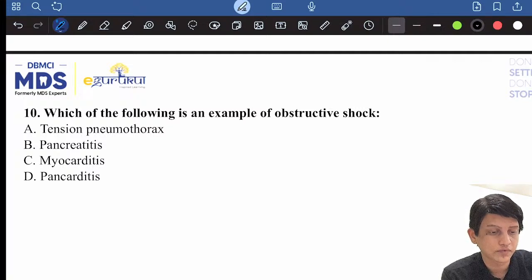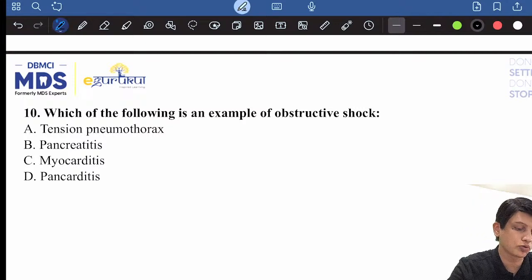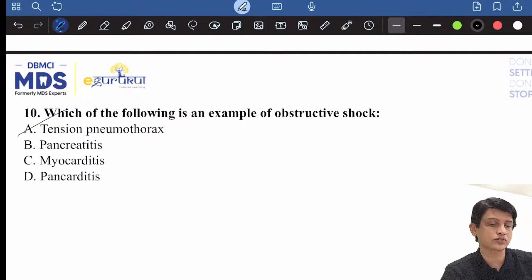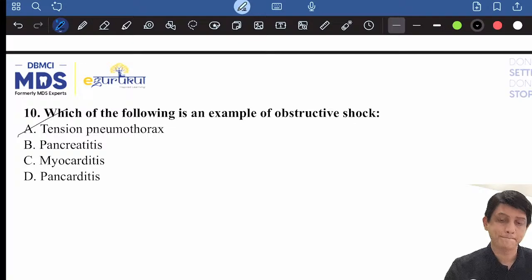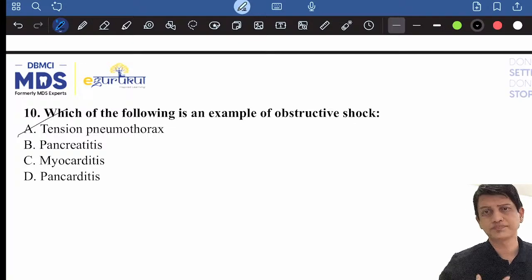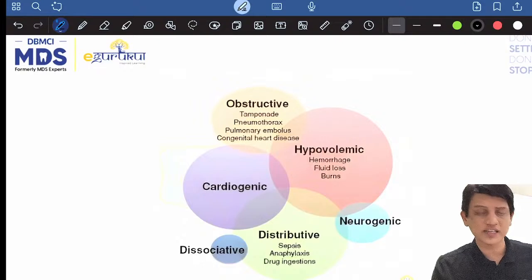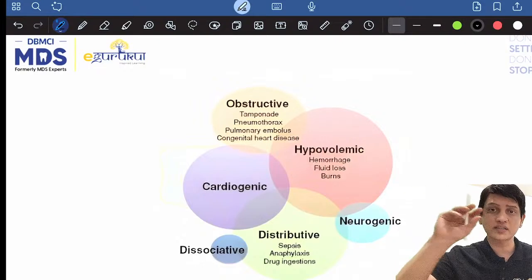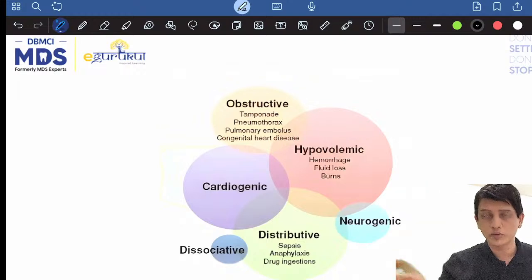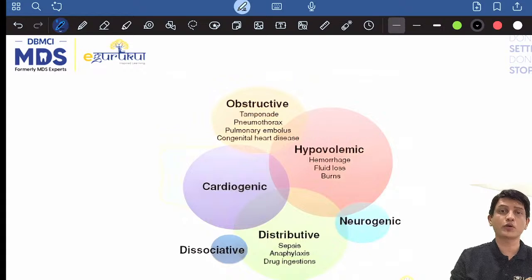Excellent. All are right again. It's tension pneumothorax. And in pancreatitis, mind you, you get hypovolemic shock, and in myocarditis and pancarditis you may get cardiogenic type of shock. Okay, so obstructive: tamponade, pneumothorax, pulmonary embolus. In the pulmonary artery there is an embolism, so blood is not able to pass through the pulmonary artery. Or in any congenital heart diseases, you may get obstructive shock.